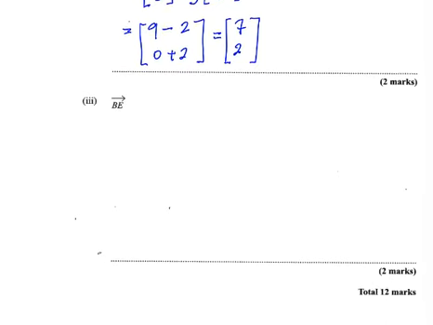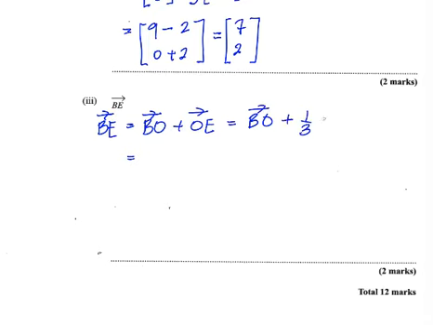Alright, third and last, the absolute last part of the question, the last question in the exam. We need to find the vector BE. Now, the vector BE is equal to the vector BO plus OE. So this is equal to BO plus 1/3 of OA. The vector OE is 1/3 of the vector OA.